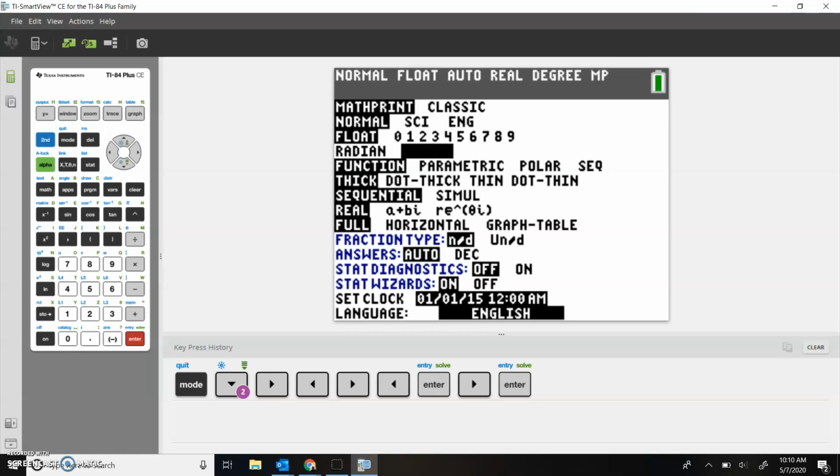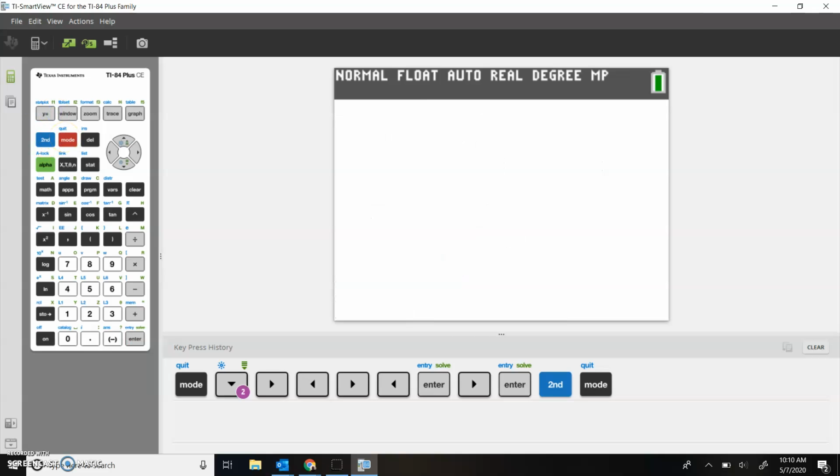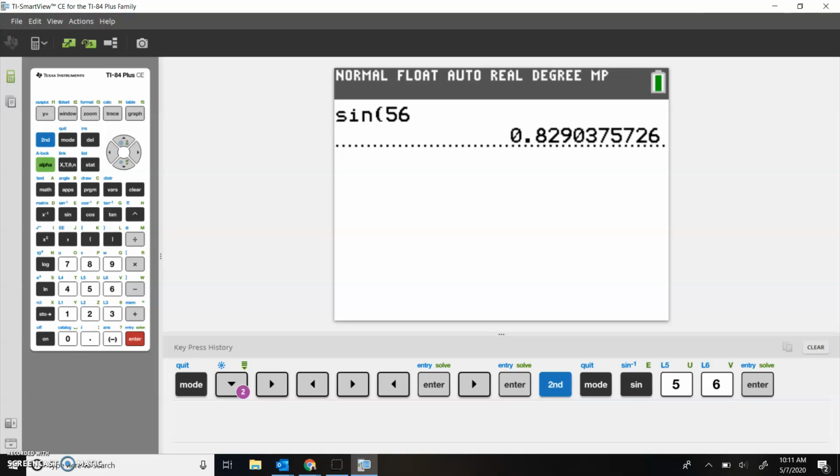So now we have our calculator in degree mode. Let's go back to a regular screen. And let's just use our trig functions on our calculator to see how this works. Let's pretend that we want to find the sine of 56 degrees. So we would hit the sine button, and then we would type in 56. And if you want to put the closing parenthesis, you can. It's not necessary, but just hit enter. And this tells us that the sine of 56 degrees is 0.82903757726, and this probably actually goes on forever as an irrational number.